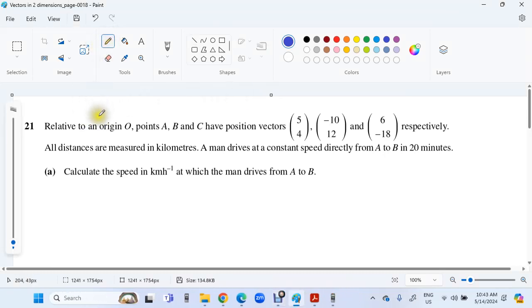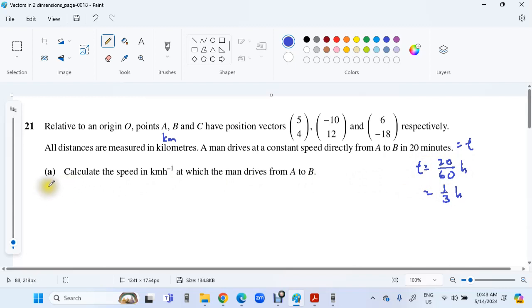Relative to the origin, points A, B, C have position vectors of this, respectively. All distances are measured in km. A man drives at a constant speed directed from A to B in 20 minutes. So this is the time. But we have km and hours, so we will change the time to hours: 20 over 60 hour, actually it's 1 over 3 hour.